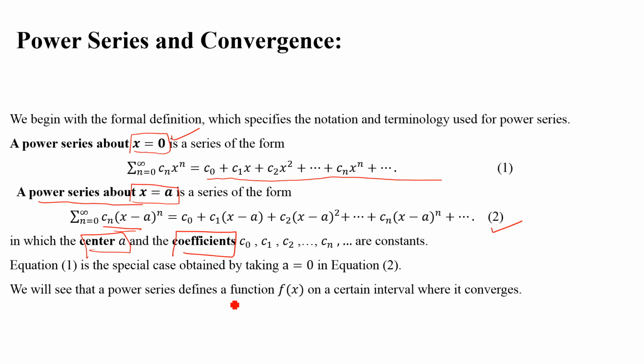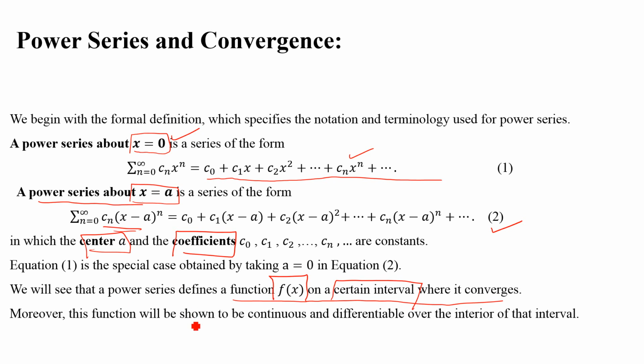We'll see that power series defines a function f(x) on a certain interval where it converges. Now, we have already dealt with the series with numbers. So, a series in numbers converges to a number. Now, in this case, we have a series in a variable. So, it converges to some function which depends upon this variable. So, let this function be f(x). If the series converges, then the series converges to a function f(x) for some values of x, and those values of x actually constitute an interval. Moreover, this function will be shown to be continuous and differentiable over the interior of that interval.